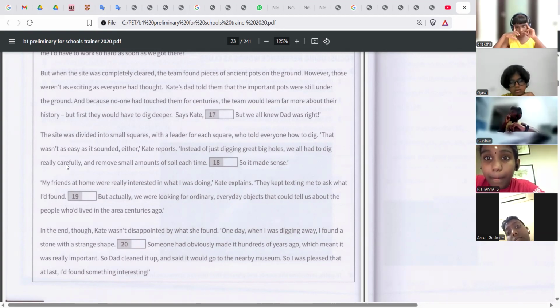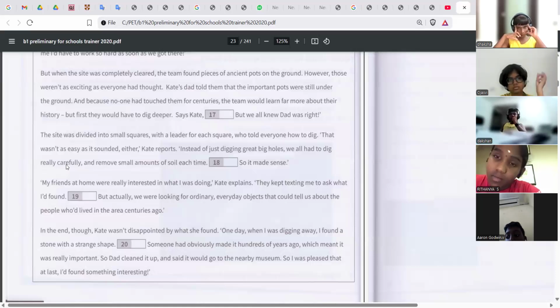Very good. One second, Ritanya. The site was divided into small squares with a leader for each square who told everyone how to dig. That wasn't as easy as it sounded either. Kate reports, instead of just digging great big holes, we all had to dig really carefully and remove small amounts of soil each time, so it made sense. Ritanya, again, next paragraph.